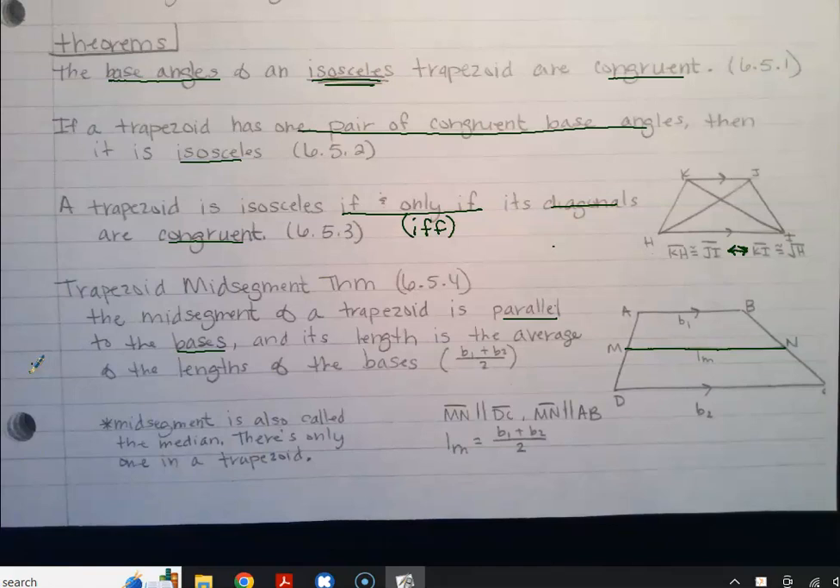So if we wanted to know, let's say the base here is 3 and the base here is 5, how would we find the length of our mid-segment? You would do 5 plus 3 divided by 2. What's 5 plus 3? 8. So 8 divided by 2 equals 4. So our mid-segment would be 4.